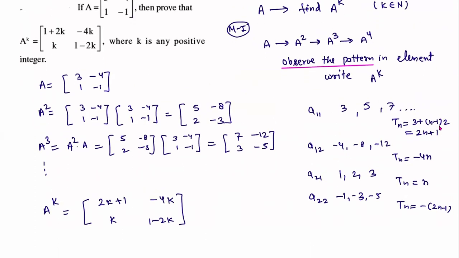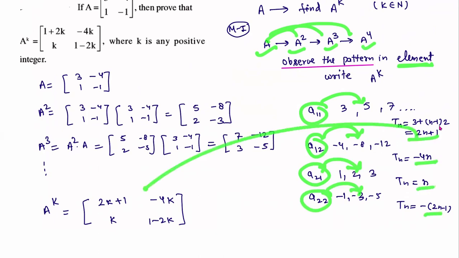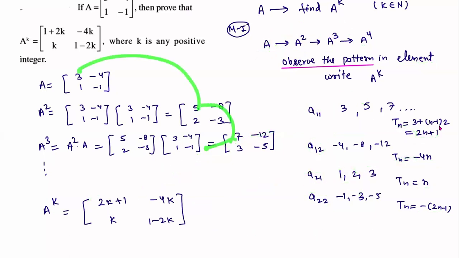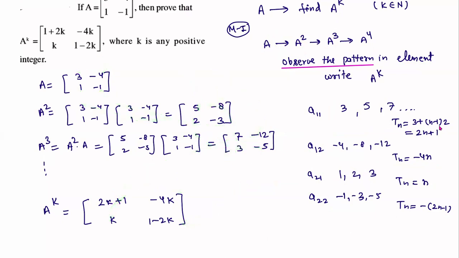Observe. Do you get that? How do we write A power k? Just we need to find A square, A cube or A power 4. Then you need to observe the change in the elements: what is the change in the A11 element, the A12 element, the A21 element, the A22 element, and write the general term. That general term we write as A power K. This: 3, 5, 7, 2K plus 1. Minus 4, minus 8, minus 12, minus 4K. 1, 2, 3, K. Minus 1, minus 3, minus 5, that is 1 minus 2K. So that's method one.